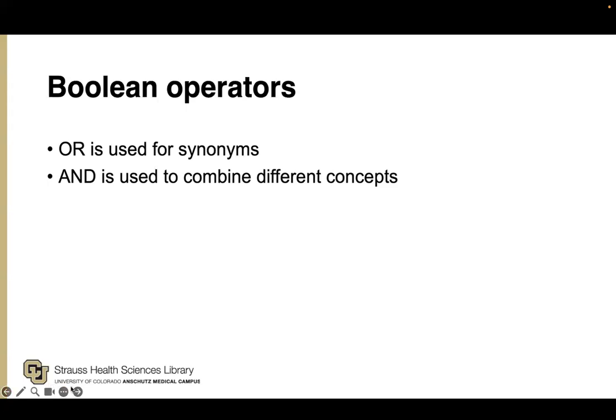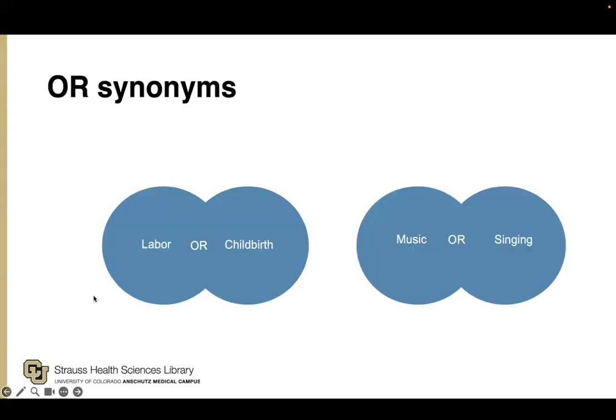This little illustration will hopefully help with showing what I mean by that. So in our PICO question, labor is part of one of the concepts we're interested in. So we could search the word labor. A synonym for labor is childbirth. So I could say labor OR childbirth. And that would catch articles that use either word and casts kind of a wider net. Same with like music.